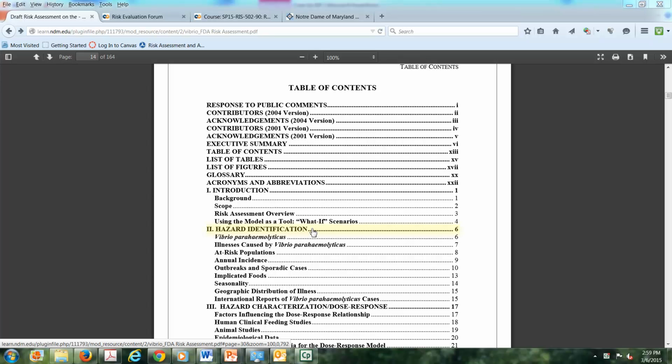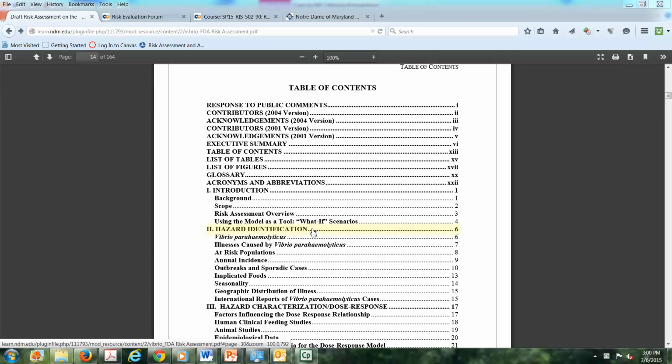In this video, we're going to look for evidence of those 4 traditional risk assessment activities in our quantitative risk assessment for Vibrio parahemolyticus in oysters. And we're going to find that it is a lot easier to do.